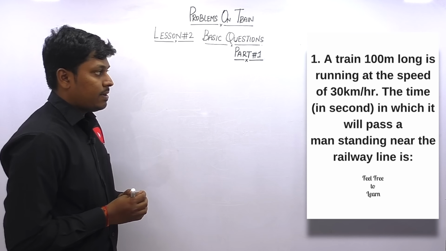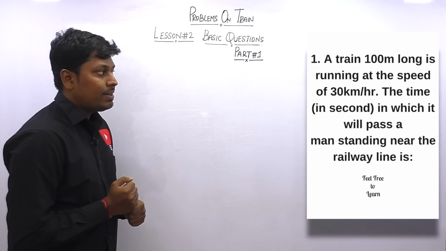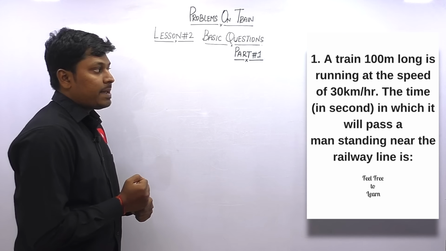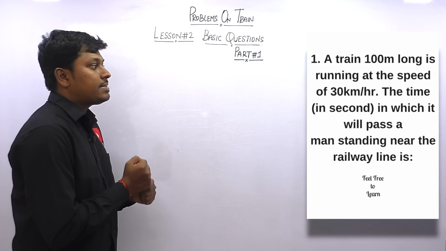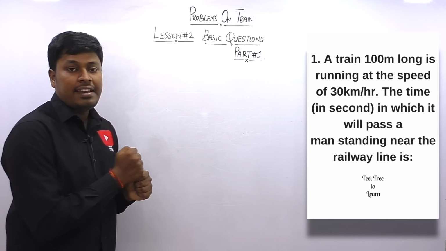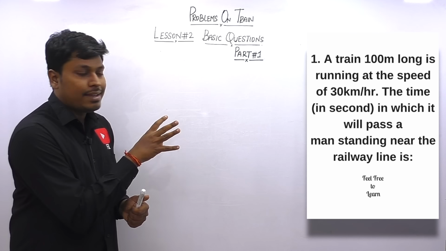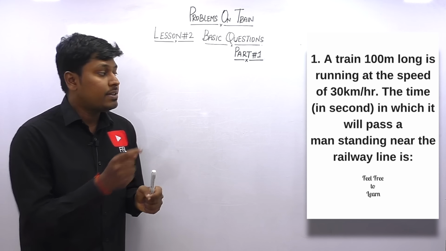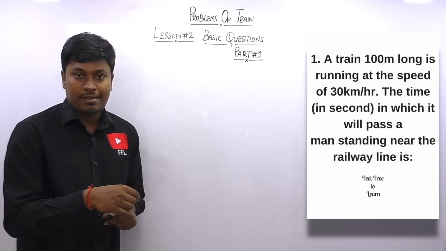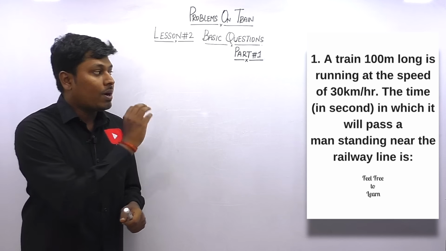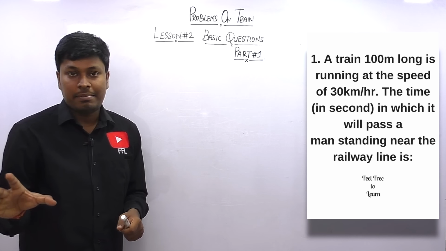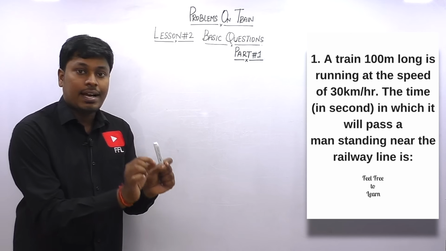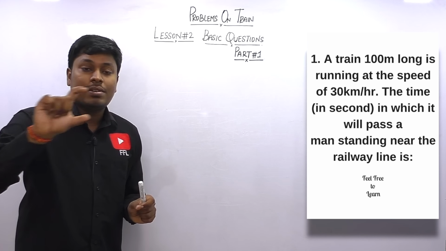Question number 1. A train 100-meter long is running at a speed of 30 km per hour. The time in seconds in which it passes a man standing near a railway line is. So friends, what they are saying: the train length is given, which is 100 meter, and the speed of the train is also given, 30 km per hour. So our target is to find the time taken to cross a man who is standing on a railway line. Listen to the words carefully. Our target is to find when a train crosses a man.